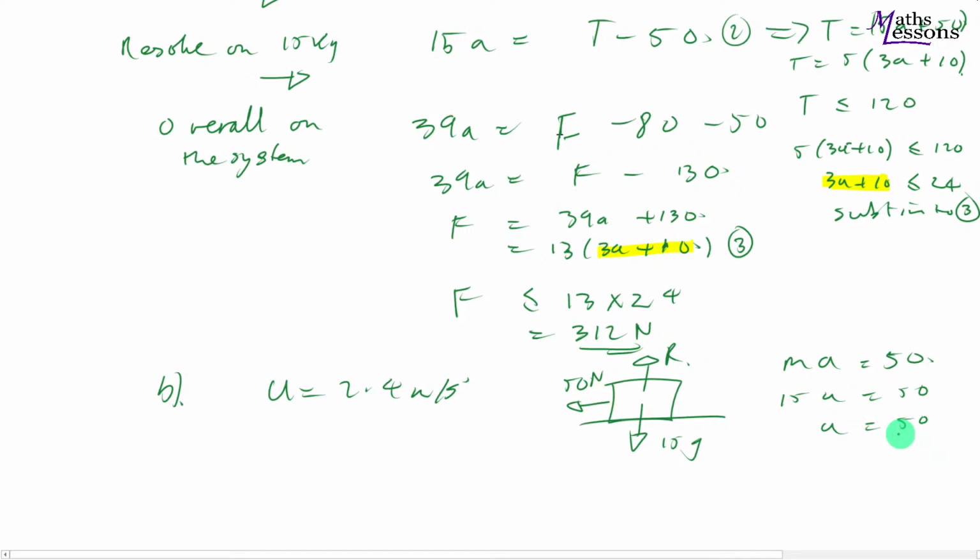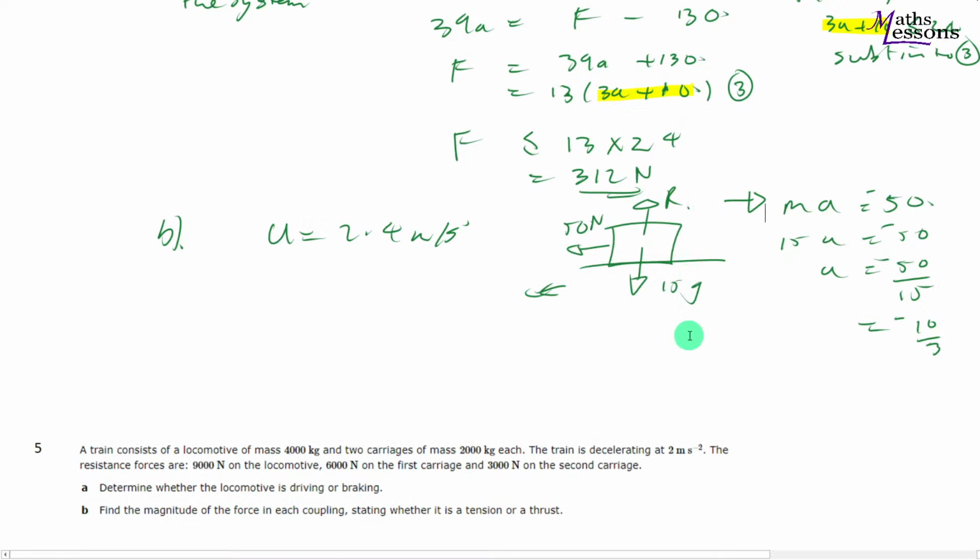So A will equal 50 over 15. And that comes out to be 10 over 3. And it's going to be a negative acceleration. It's going to be this way. If we're resolving that way, it's going to be that way. So you need to know that that's going to be a negative acceleration. If we actually resolve that direction, then it gives us the negative acceleration that we need for it slowing down. And then we can just use SUVAT to help us. We know that T equals V minus U over A. We know that V is 0, so T will equal 0 minus 2.4 divided by minus 10 over 3. And that comes out to be 0.72 seconds.